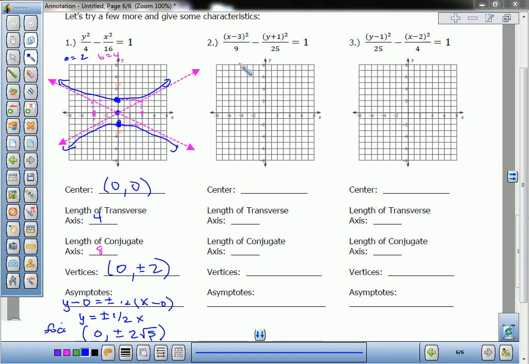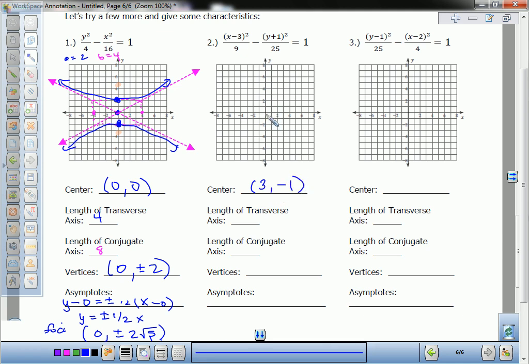Okay, number 2. Where's the center? The center is 3, negative 1. Will this open vertically or horizontally? Horizontally. So how far do I move to find my vertices? 3. So I go 3 right, 3 left. I see them. My vertices are the points 0, negative 1, and 6, negative 1. Which means my transverse axis, I went 3 and 3, 3 and 3 is 6.